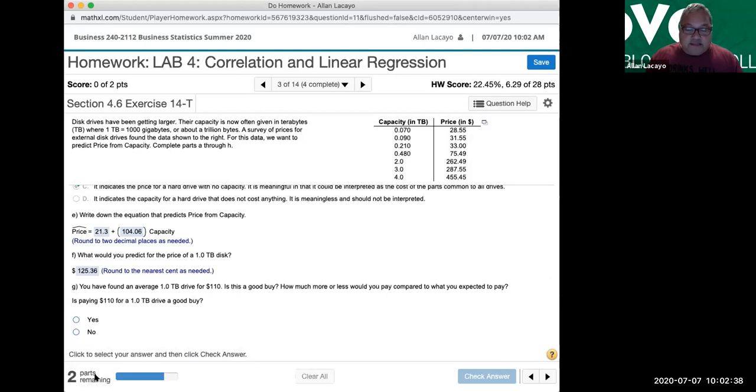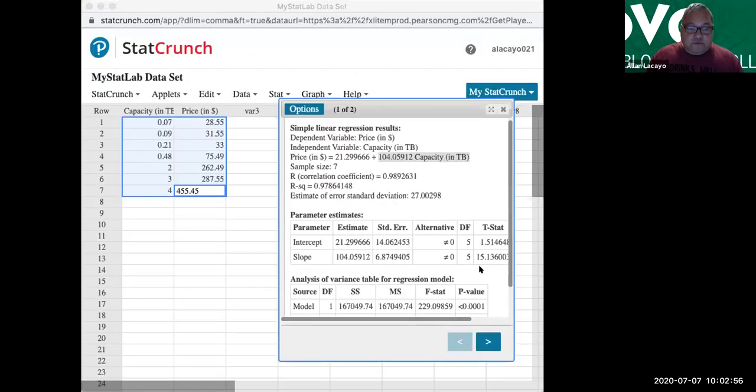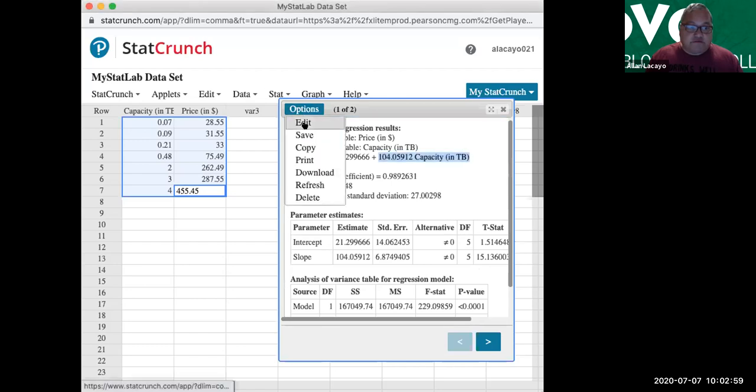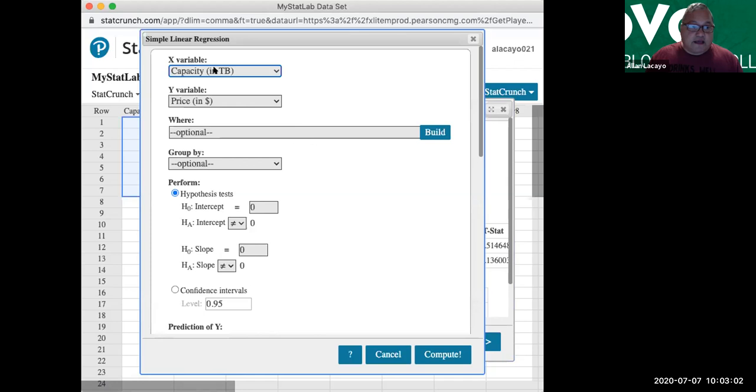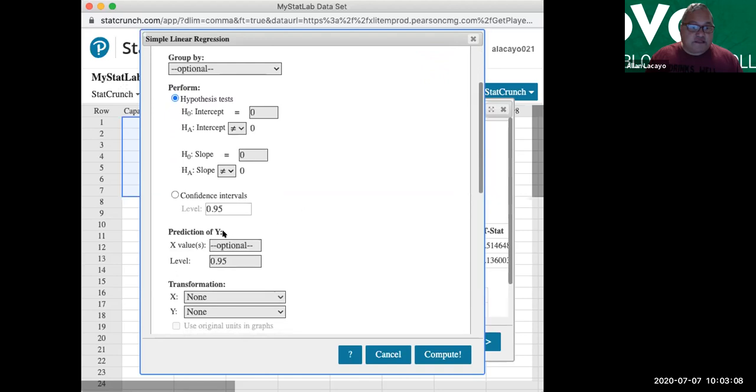If I wanted to do that in StatCrunch, and if, for example, my hard drive were not as easy to measure the predicted price for as a 1 terabyte hard drive, what I would do is, let me go back to StatCrunch. What I would do is in the options of regression, after I set capacity and price as my X and Y variables, if I scroll down the option sets, there's a way to make a prediction. So I could put several values here, 1, 2, 4.7, whatever I wanted. I could make a list of numbers separated by commas and compute.